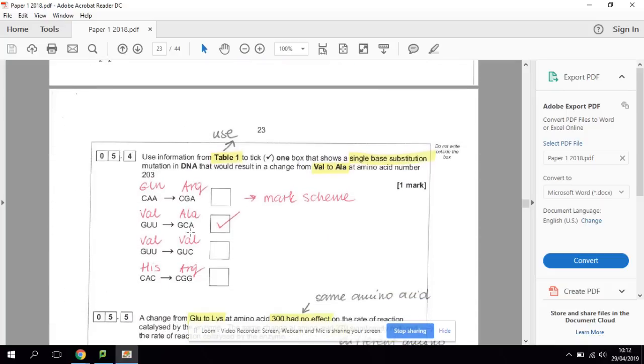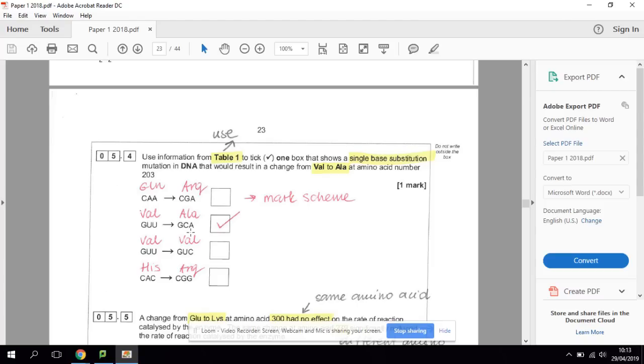Next question is to use information from table 1 to tick one box that shows a single base substitution mutation in DNA that will result in a change from val to ala at amino acid number 203. So looking at the mark scheme, the first answer is the single base substitution. Yes, it is, but it does not change val to ala, it changes different amino acids.